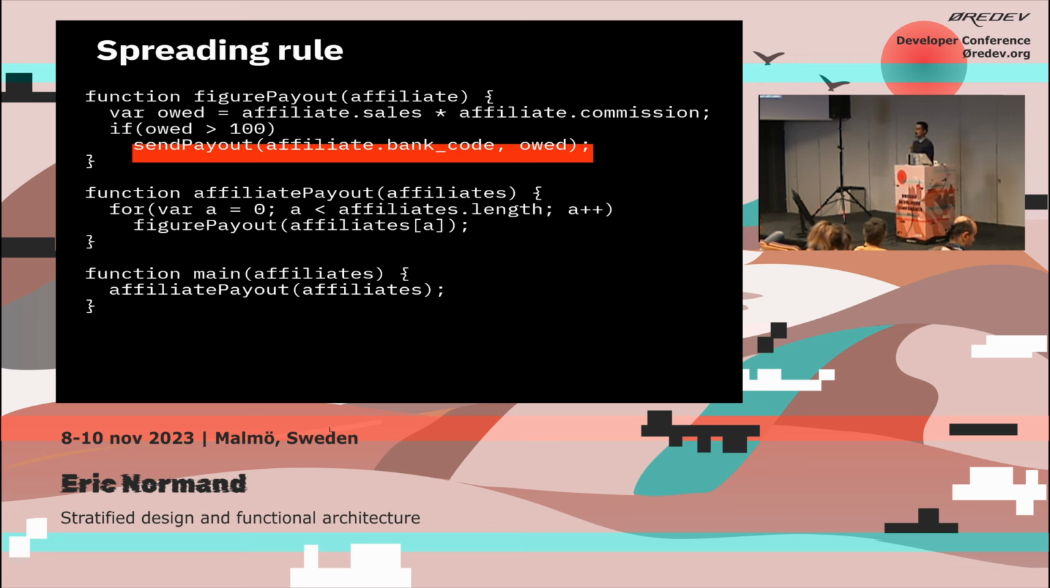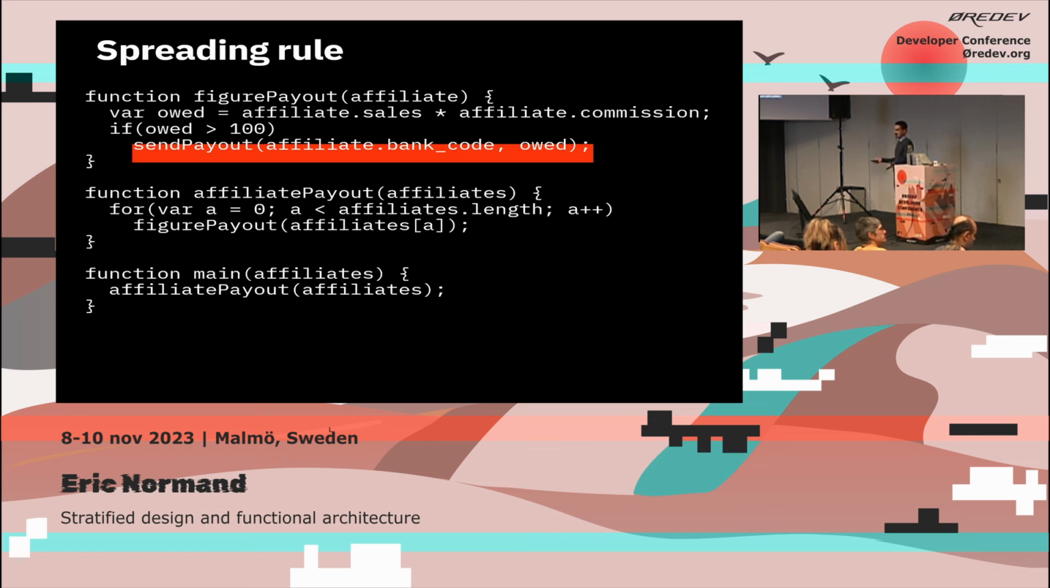Let's look at another way that actions are kind of insidious and hard to use. It's called the spreading rule. So we have some code here, and we'll start at the bottom with main. The main function calls this function called affiliate payout, which is defined just above. It loops through all the affiliates and calls this function figure payout. Figure payout is defined right above, and it does some math, and it checks if this number is over 100, and then it does a send payout, which transfers money from one account to another. So definitely an action. So I've highlighted it in red because it's an action.